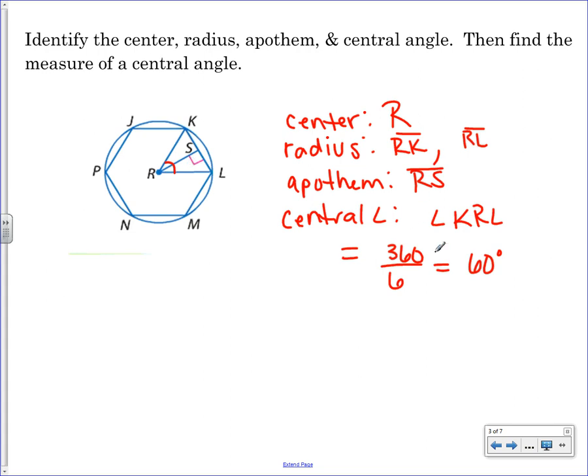So your first line was the name and the second line was the degree, because the second part of the question was find the measure of it. So the 60 degrees goes in your second blank. Okay?